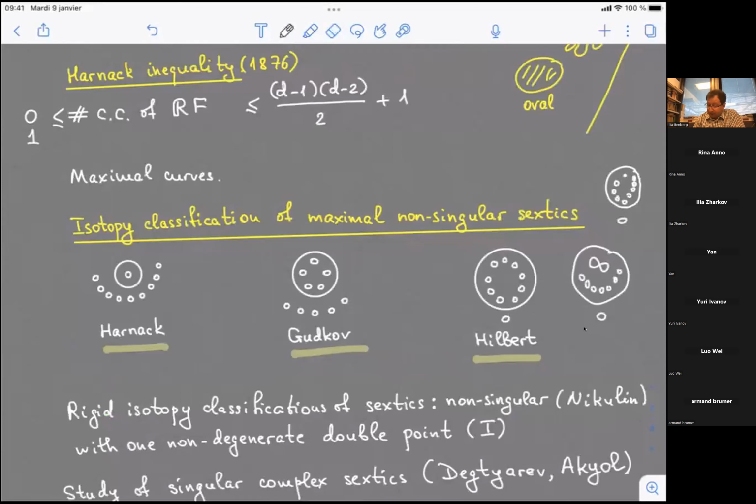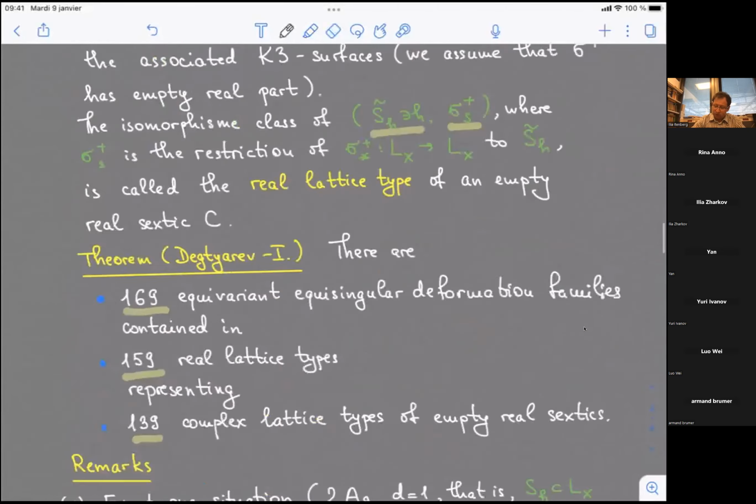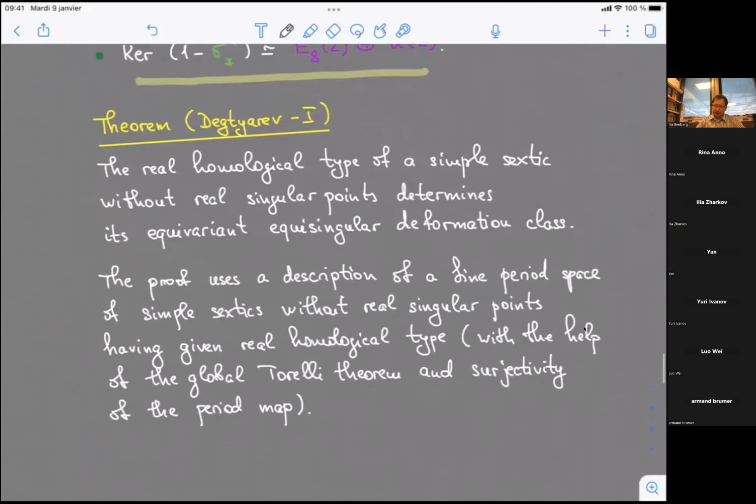It can happen that the exterior oval contracts to a point. So it's clear that the options I mentioned represent different equivariant equisingular deformation classes, but you don't see the difference on the level of real homology type. So the real homology types are the same. But it turns out that if there are no real singularities, then real homological type knows everything about the equivariant equisingular deformation class.